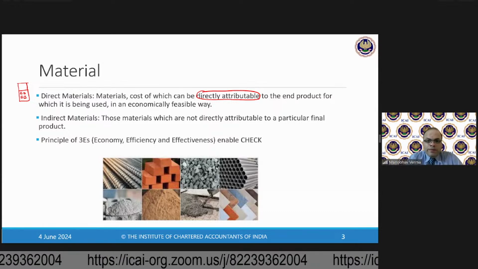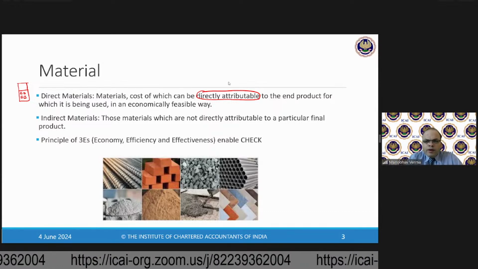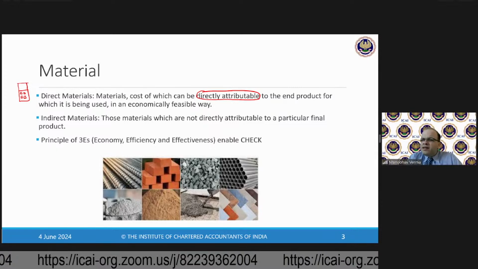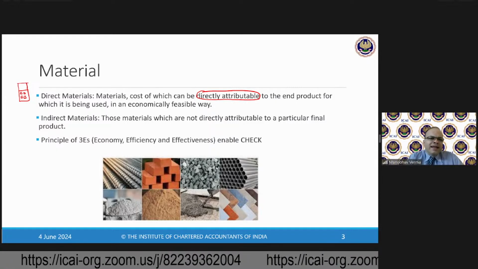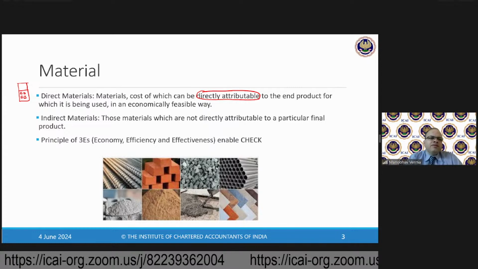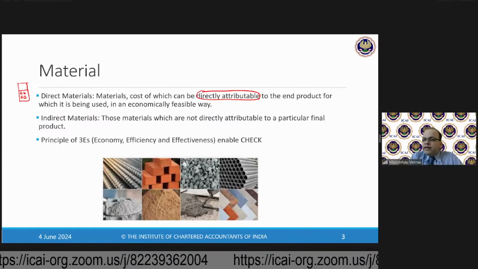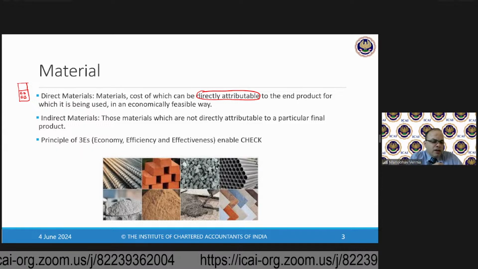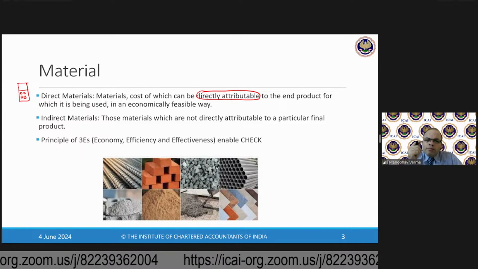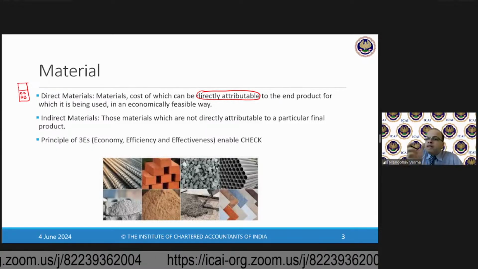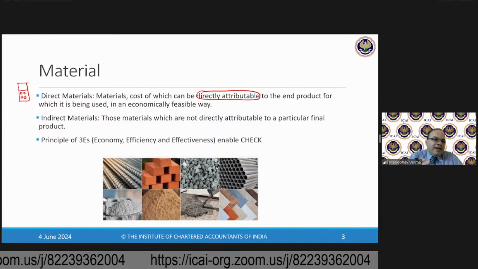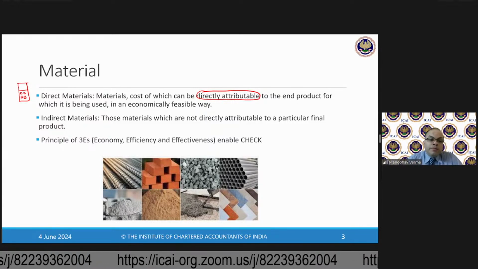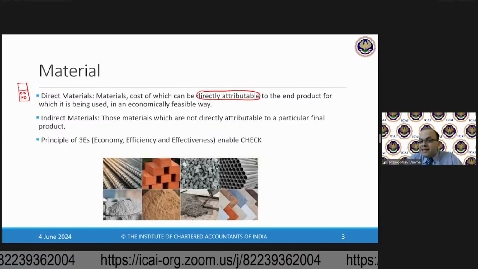Plastic, very nice, Pratima. Super. Plastic, rubber, wire. It could be anything like inert material, if some generic material is being used in terms of the fluid, right? So material which is directly attributable to that particular product is direct material, and if something is not directly attributable to that particular product, it is indirect material.